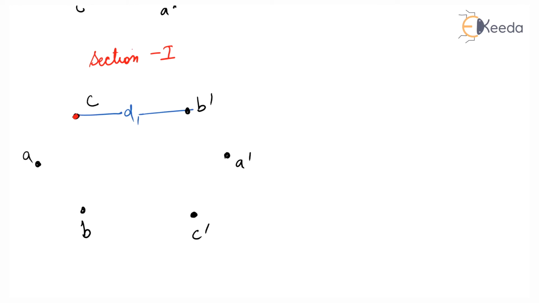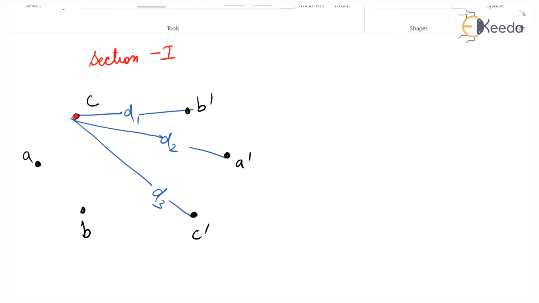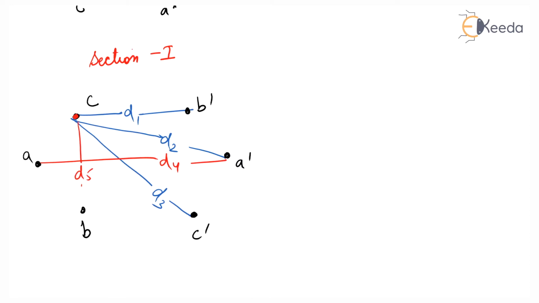So distance from C to B dash is D1. Distance from C to A dash, D2. Distance from C to C dash, D3. Now distance from A to A dash, D4. Distance from C to B, D5. And C to A is equal to A to B distance. So this is D. So this is section number 2nd.